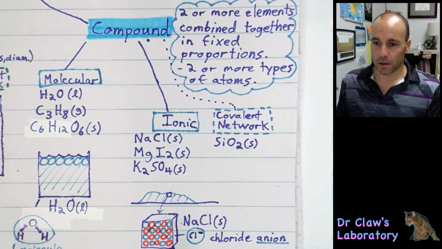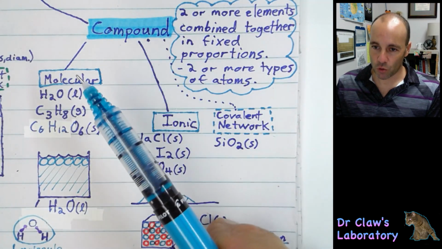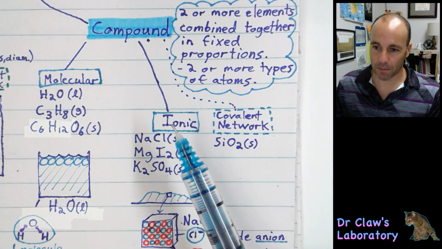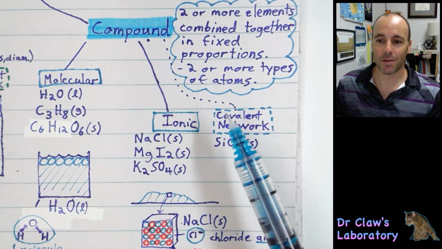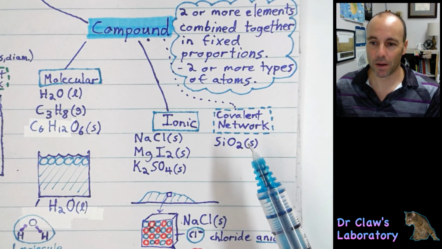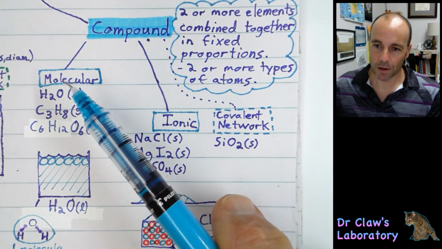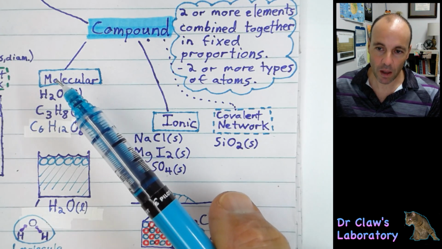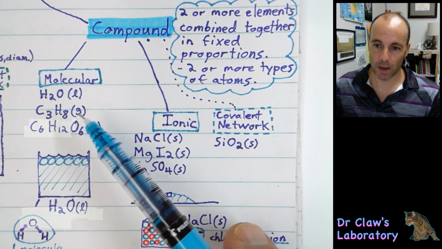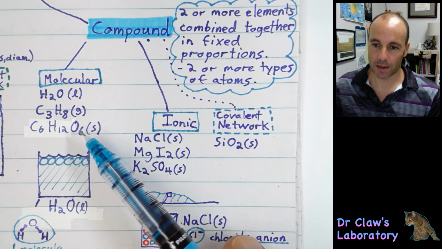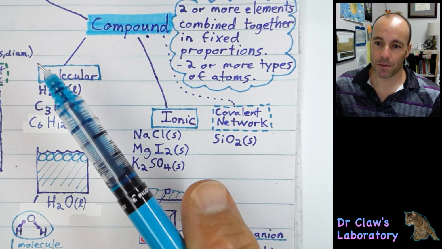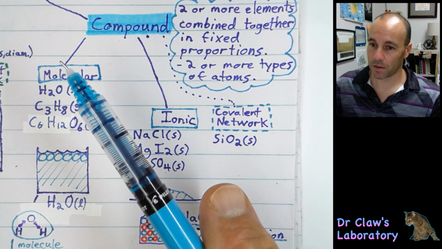Compounds are divided into 2 main categories here. You have the molecular compounds and the ionic compounds, and then there is also a third kind of smaller category called the covalent network category. Molecular compounds, examples include water, liquid water, propane gas, solid sucrose, and molecular compounds are the particles or molecules.